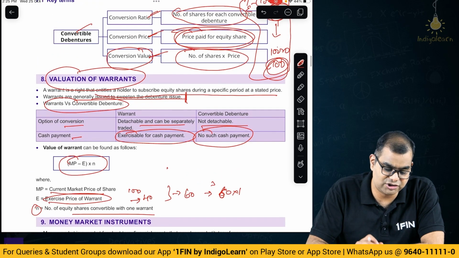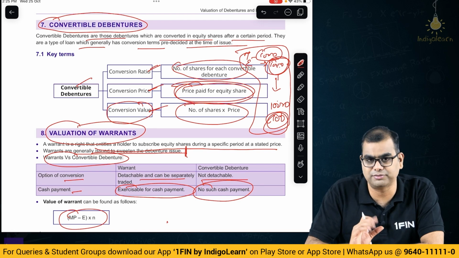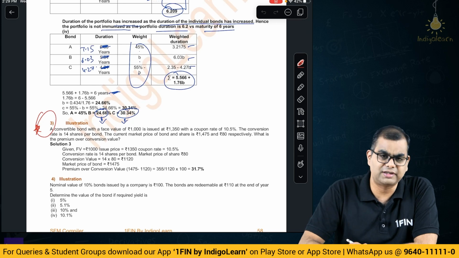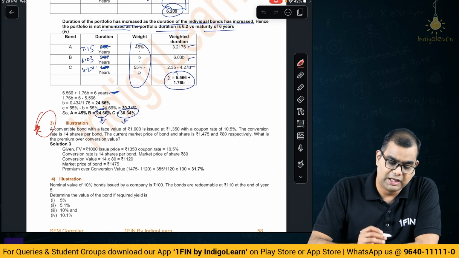Now, after having understood broadly what convertible debentures and warrants are, let us have a look at some of the problems related to this. So, friends, now let us look at the first problem. There are some more new terms that you will learn as we progress with these problems.